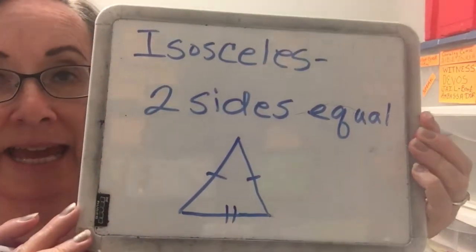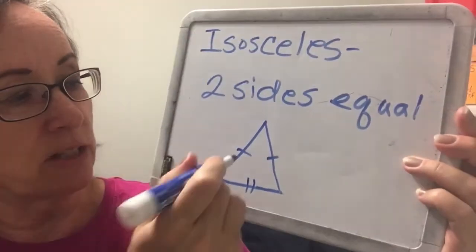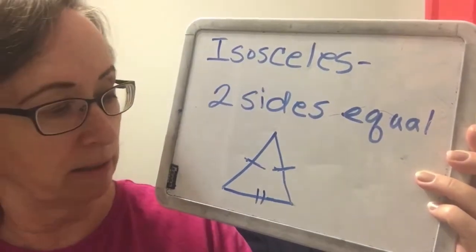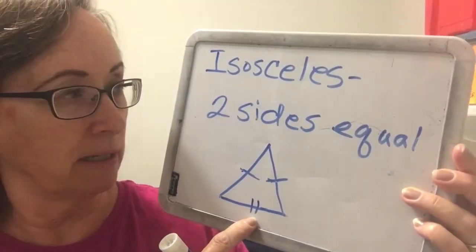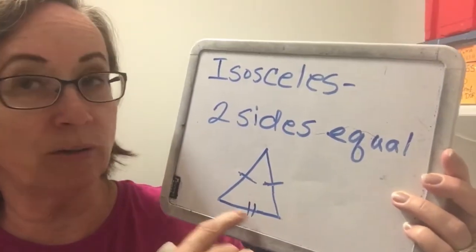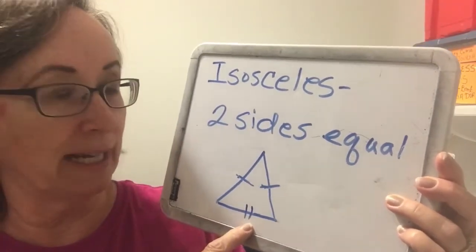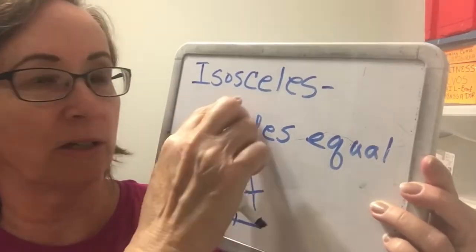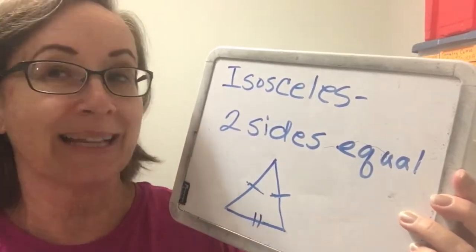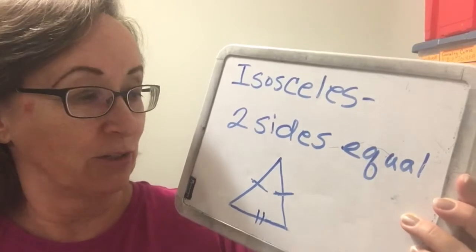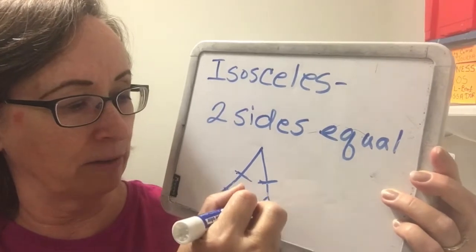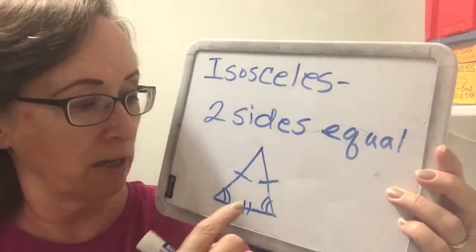The next one we're going to talk about is isosceles. The isosceles triangle has two sides that are the same, so they have the same hack mark, and then one side that's different. So isosceles is two sides equal and one side different. Now, each one of these designations has to do with sides, but sides and angles go together. So, since these two sides are the same, these two angles will also have the same measure.